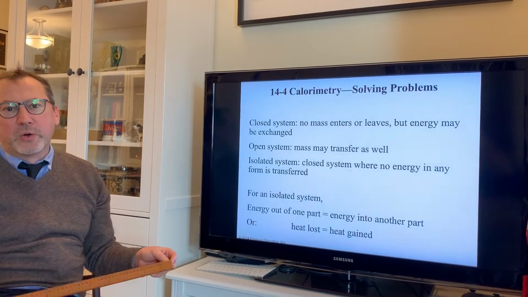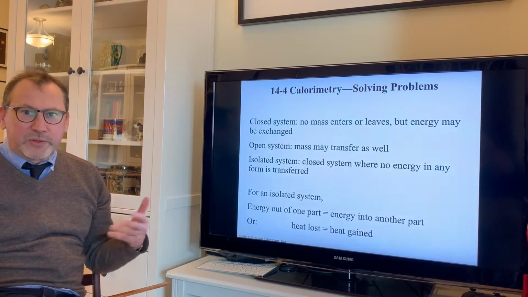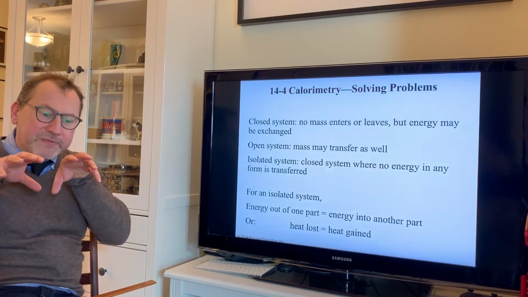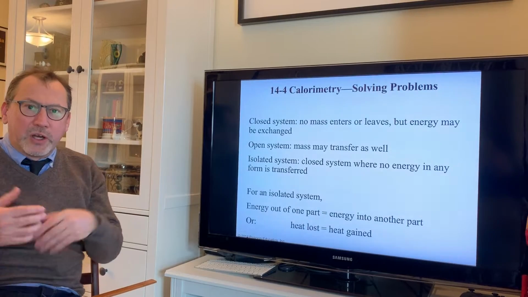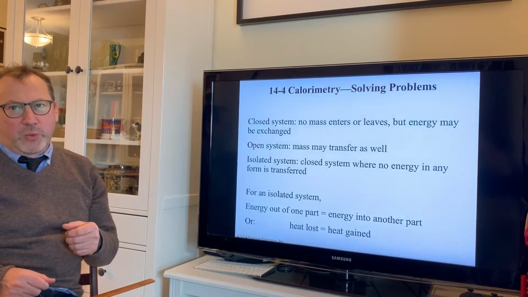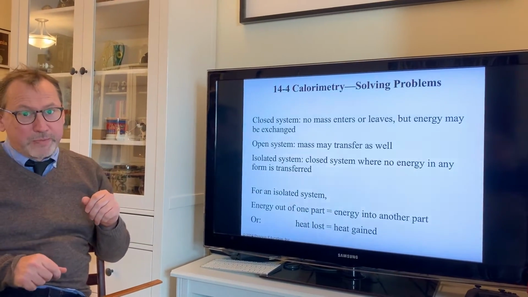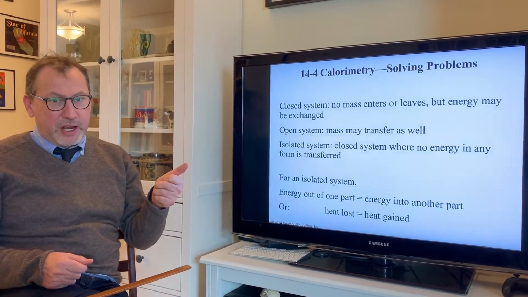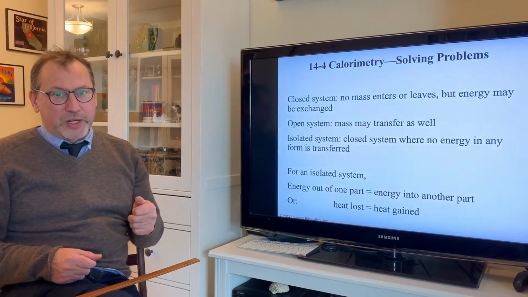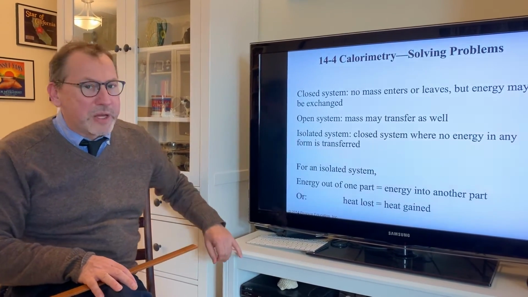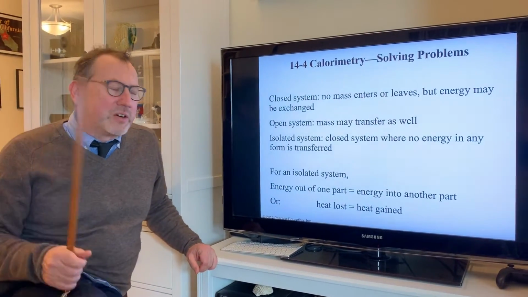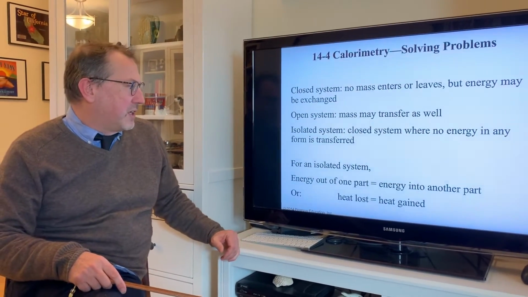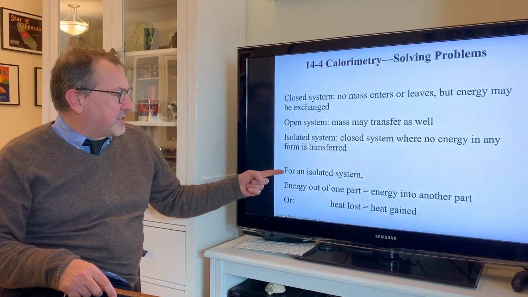Well, I know the initial temperature of the water, I know the final temperature of the water, so I know how much energy has flowed into the water. Where did that energy come from? Well, it came out of the metal. And if I know the initial temperature of the metal, the final temperature of the metal, and the mass of the metal, I should be able to work out the specific heat capacity of the metal. So there's a few problems like that on the worksheet, and we'll go through some. But that's the basic idea of a calorimeter for an isolated system.